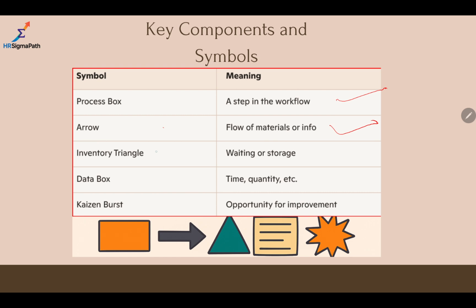Then there is an inventory triangle, which shows the waiting or the storage, or inventory, you can say. There is a data box which shows the time and quantity, and there is a Kaizen burst. This highlights the areas or opportunities for improvement. So these visuals make it easy to spot what is working and what is not.